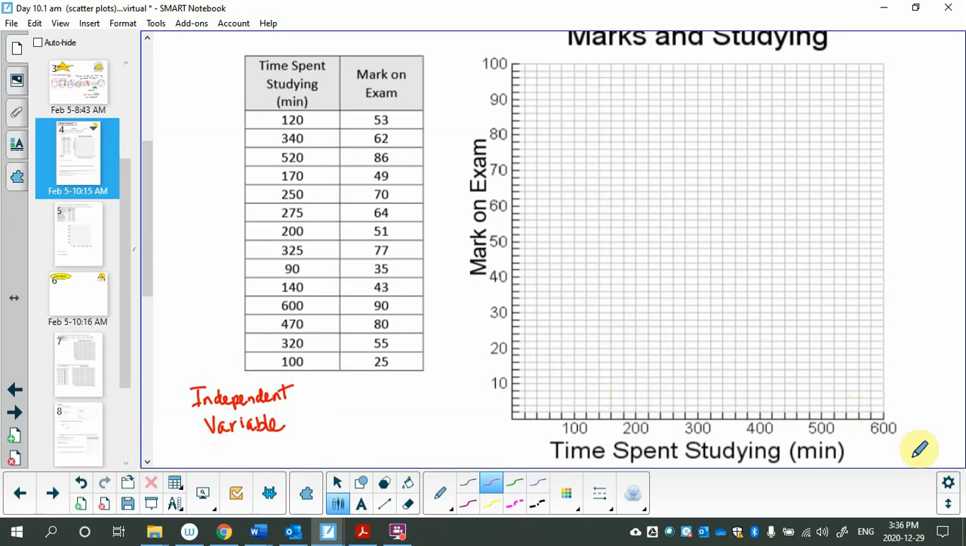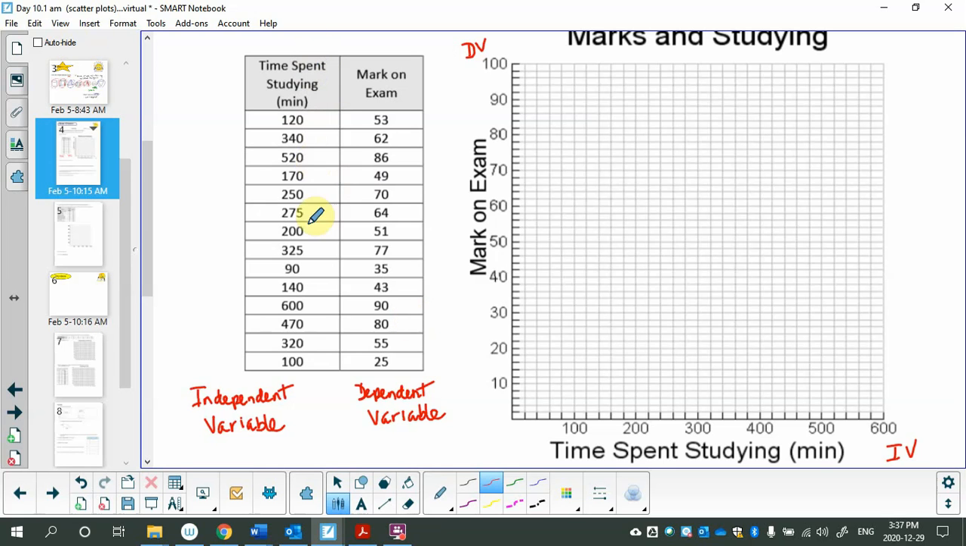And the independent variable always sits here. And this one is the dependent variable. And the dependent variable always sits here. So what that means is that the mark on the exam depends on the time you spend studying, in a perfect world. It doesn't go the other way.